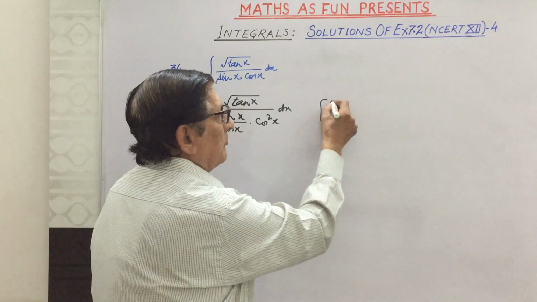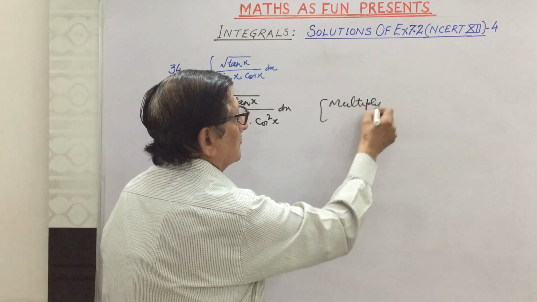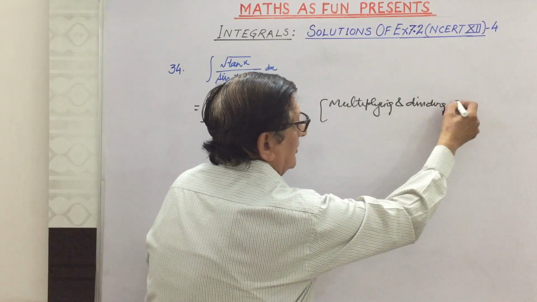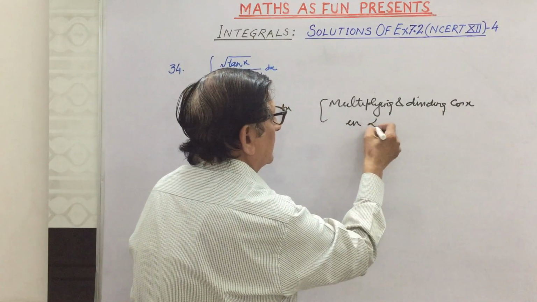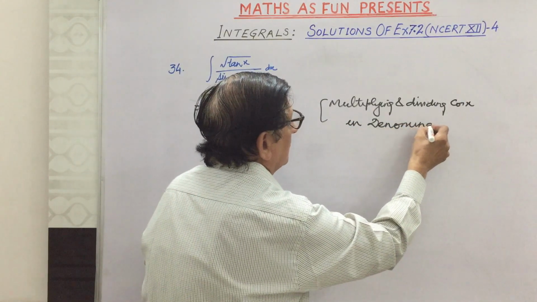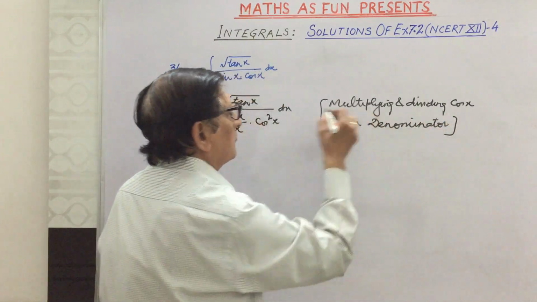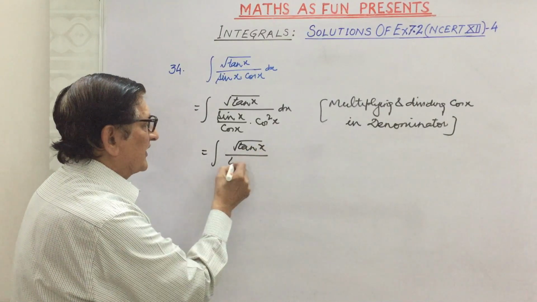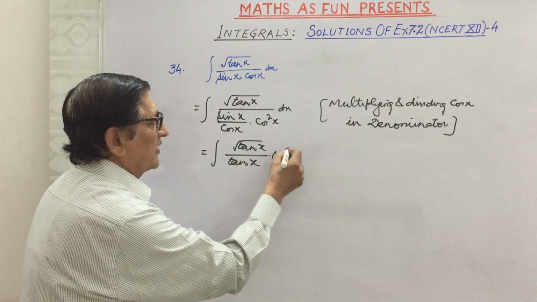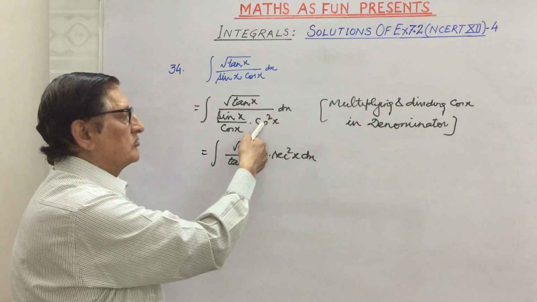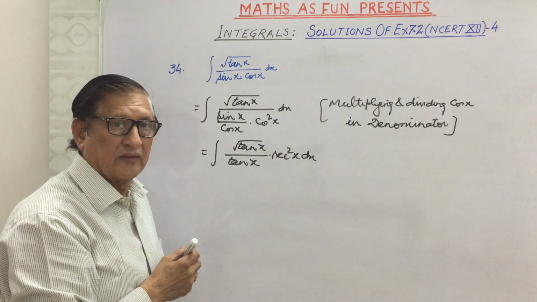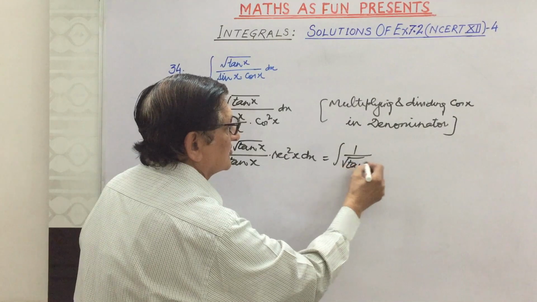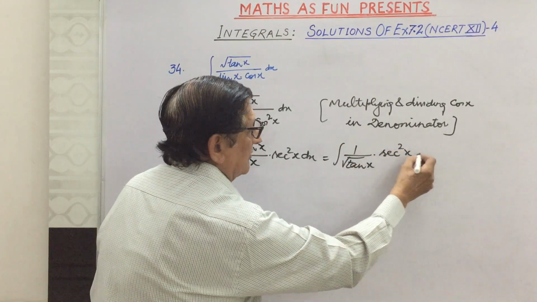We can write here multiplying and dividing cos x in the denominator. So we can write this as root of tan x upon tan x into sec square x, because we know 1 upon cos square x is sec square x. Simplifying this, we get here 1 upon root of tan x into sec square x dx.